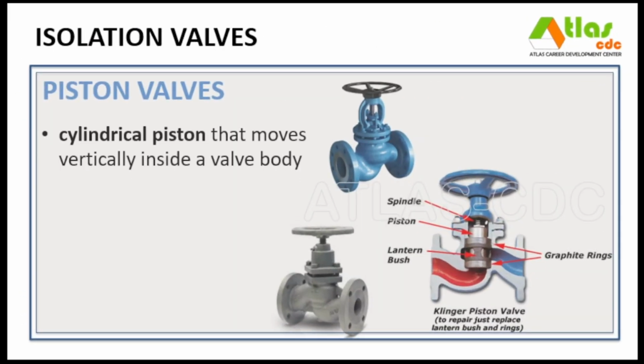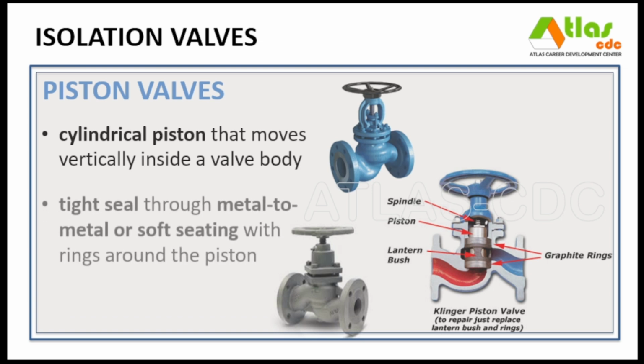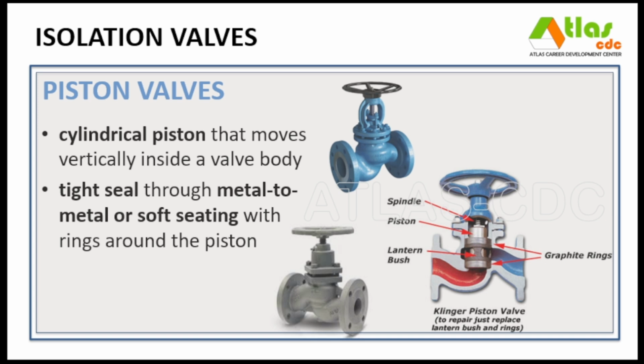A piston valve operates through a cylindrical piston that moves vertically inside a valve body to control flow by covering or uncovering ports. Its function is to regulate or shut off fluid flow, offering a tight seal through metal to metal or soft seating with rings around the piston. Compared to other valves like globe or gate valves, it provides better sealing, especially in steam and high-pressure applications.